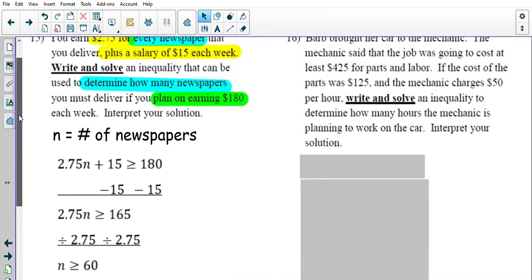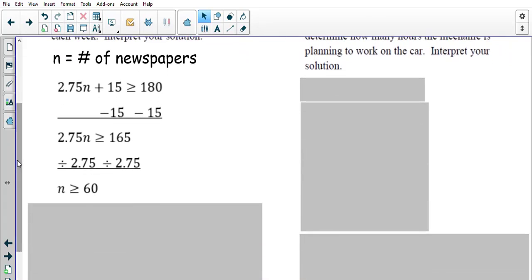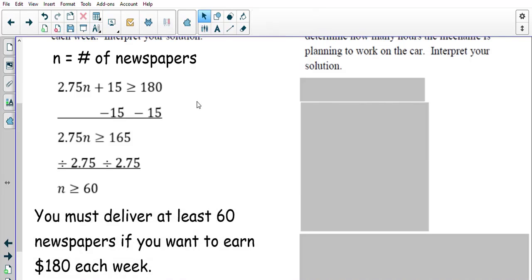Now we do need to interpret our solution here. So n represents the number of newspapers, so in this case we can say something similar to this. You must deliver at least 60 newspapers, you could say in a week, if you want to earn $180 each week. So we need to deliver a minimum of, or at least, 60 newspapers each week if you want to earn $180.